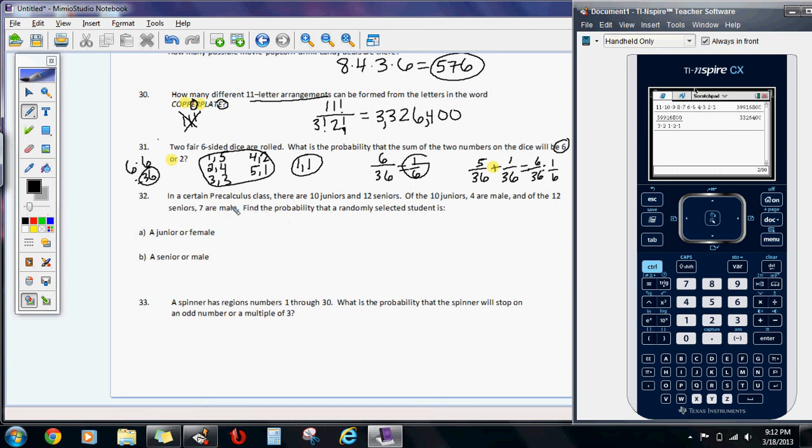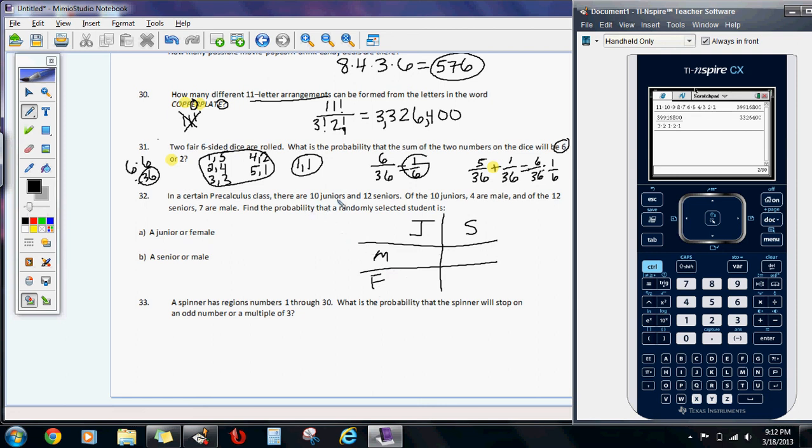Number 32 is hard for some people to put in their heads and see what's going on. So I would suggest possibly making a little chart if it helps you out. You have juniors and you have seniors. And then in this problem they are talking about males and females. So maybe a little chart might help you.